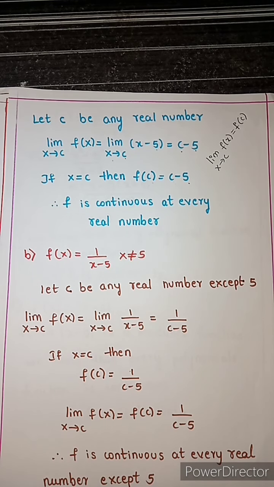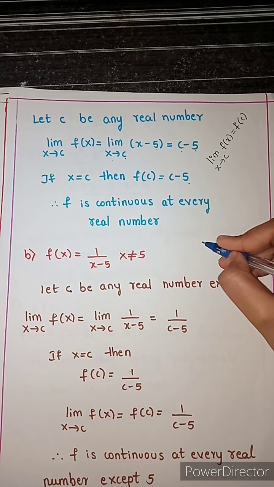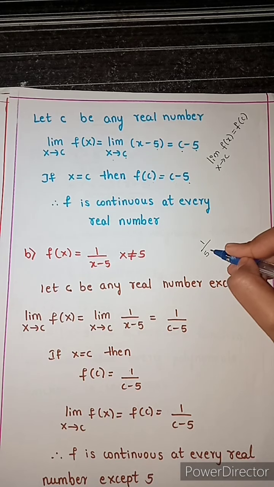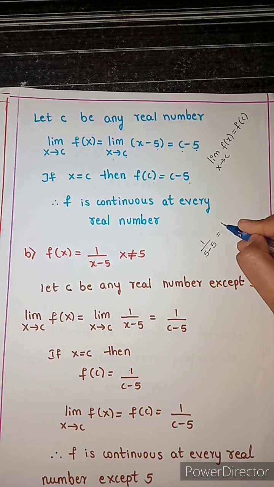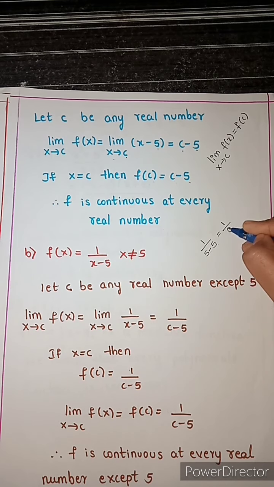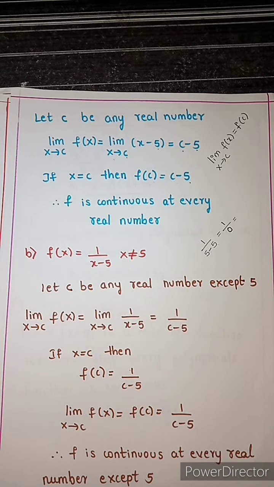Second sub question. f of x is equal to 1 over x minus 5, where x is not equal to 5. Now let c be any real number except 5. Why except 5? Because when I put 5 in the place of x, 5 minus 5 becomes 0. So this is undefined. So we shouldn't take 5 here. So therefore x is not equal to 5.